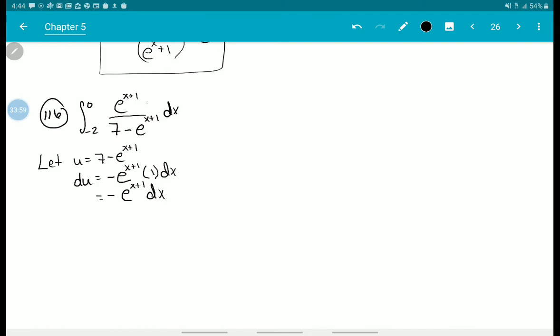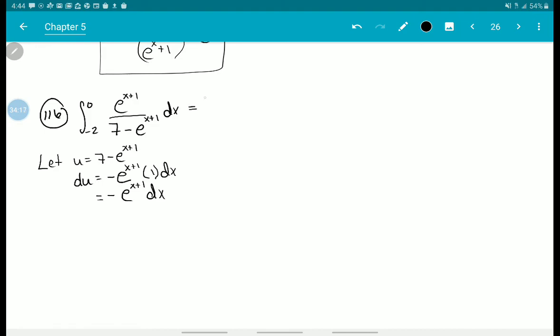So anytime we have exponents in the top and bottom of a fraction, the best way to start is to think about letting that denominator be equal to your u, and then see if the numerator is your du. So in this case it is.